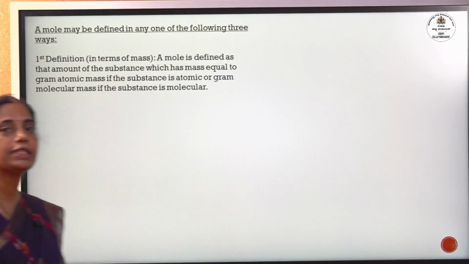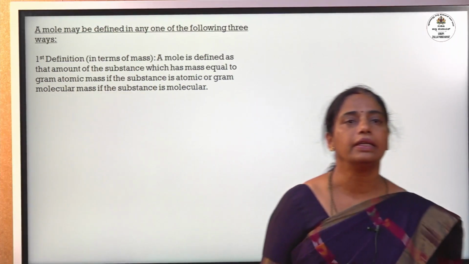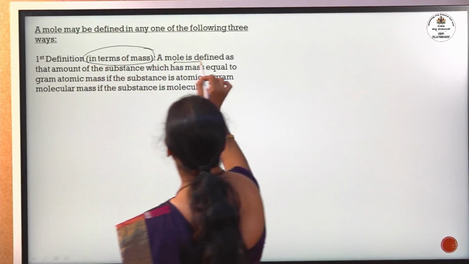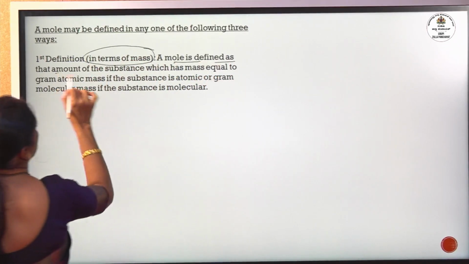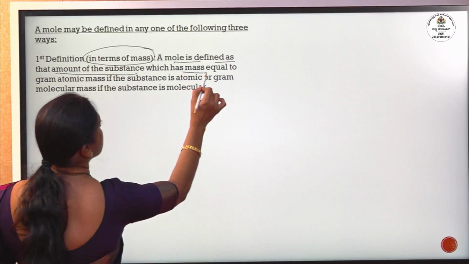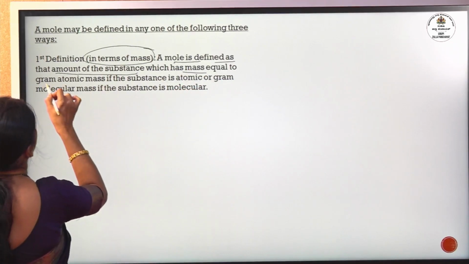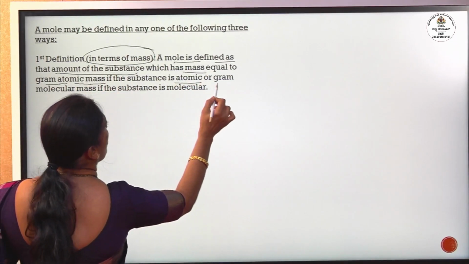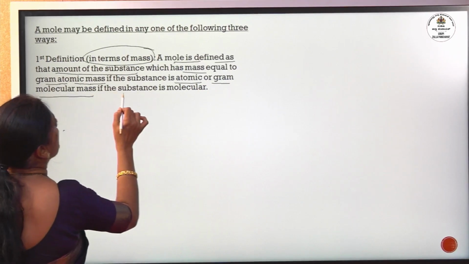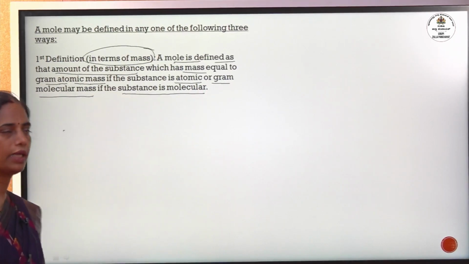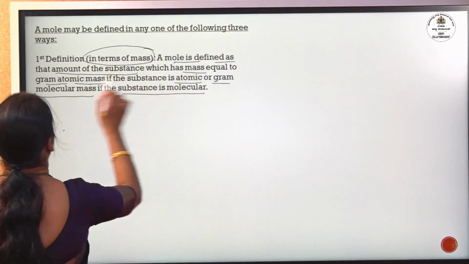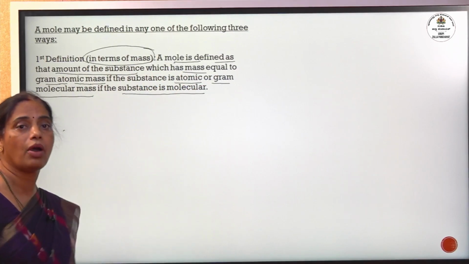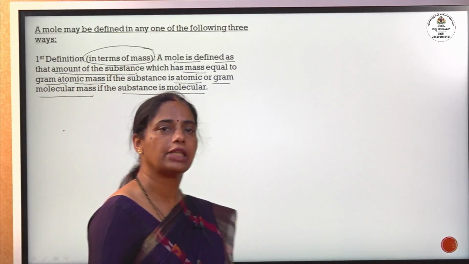Next, what is mole? Mole can be defined in different ways. First definition we will see in terms of mass. Mole is defined as the amount of the substance which has mass equal to gram atomic mass if the substance is atomic, or gram molecular mass if the substance is molecular.